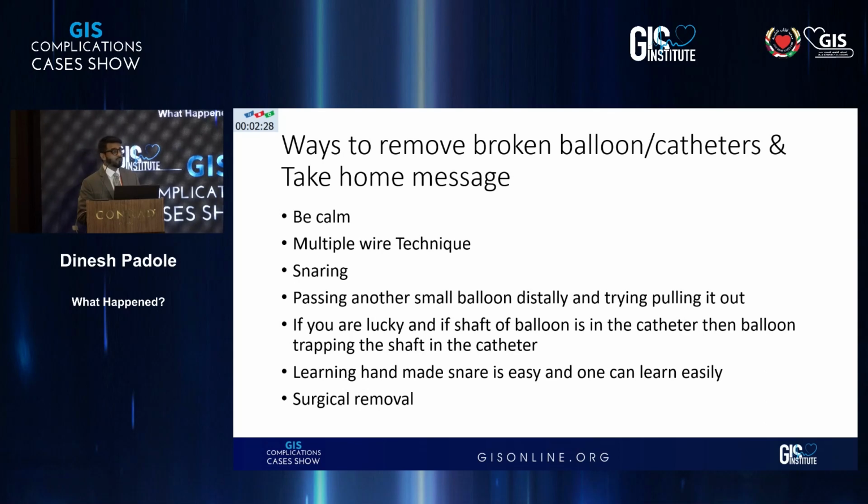Because the patients are usually stable, as Dr. Firdaus said, the operator is unstable, and the patient is usually stable. And there are multiple techniques, as we have already discussed through the day, multiple wire techniques, snaring, passing another balloon distally, trying to pull it out. If you are lucky, and if the shaft of the balloon is in the catheter, then balloon trapping can be tried. And learning a handmade snare is easy. One can learn it easily. And the last option is calling a surgeon and surgical removal.